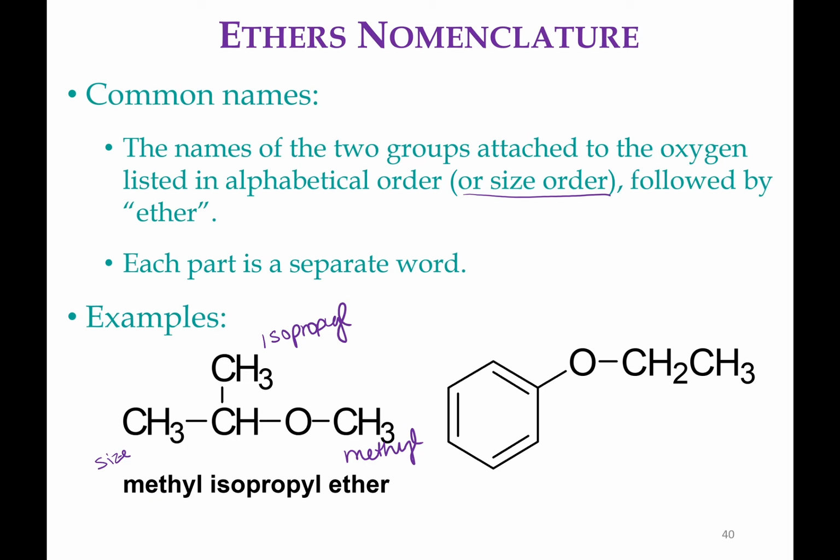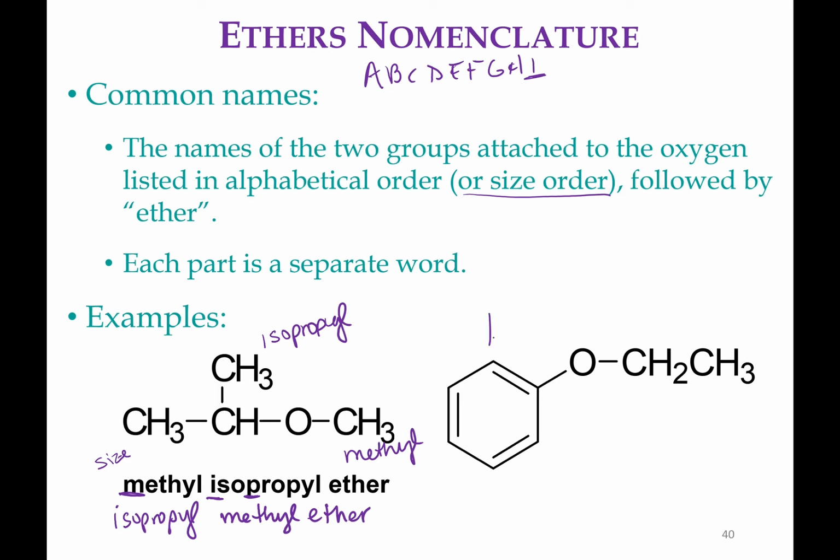But would isopropyl methyl ether be okay? Do we look at the I for iso or the P for propyl and the M? What's our alphabet again? A, B, C. So we haven't gotten to M yet. I comes before M. So isopropyl methyl ether is also appropriate as a name.